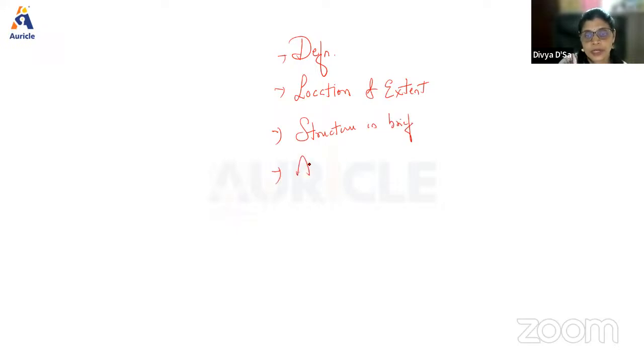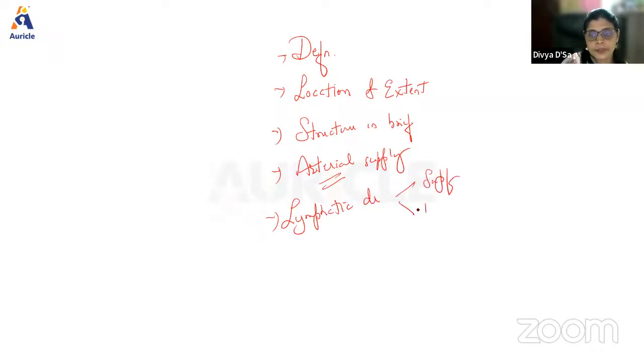Then you talk about arterial supply and venous drainage. Arterial supply is very important. Then you have to write about lymphatic drainage. There is basically the superficial and the deep: superficial goes to where and deep goes to where. Both need to be written. And finally, you talk about the applied aspects.